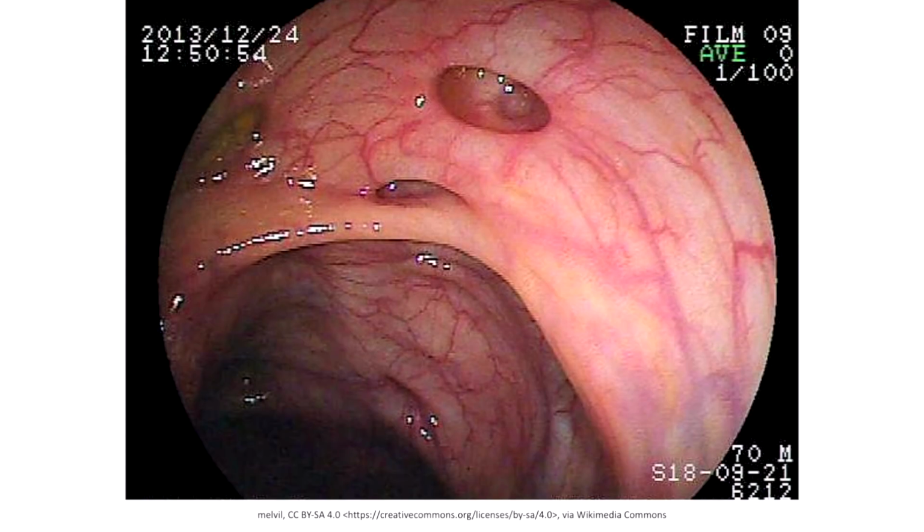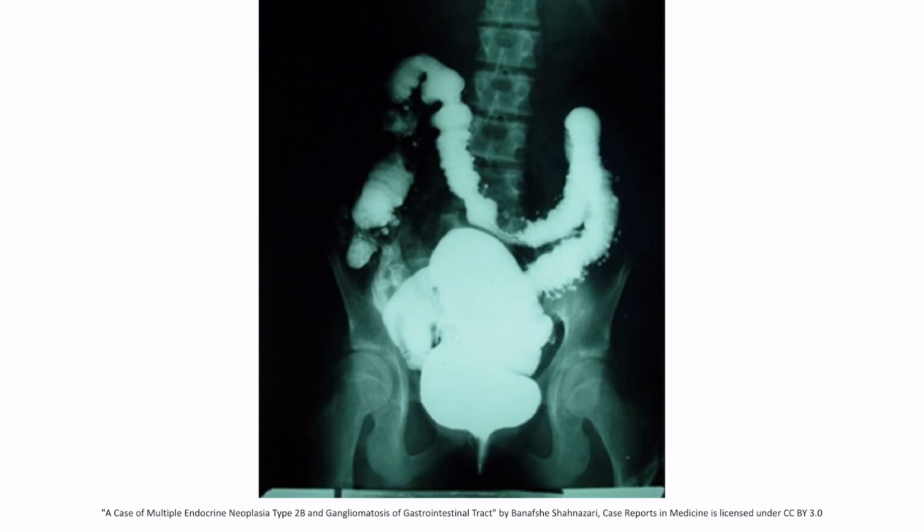Now here's an endoscopic image of two diverticula. And they look like these outpouchings in the actual colonic wall. So this particular image shows a barium enema. You can see multiple colonic outpouchings, and that would suggest diverticulosis.